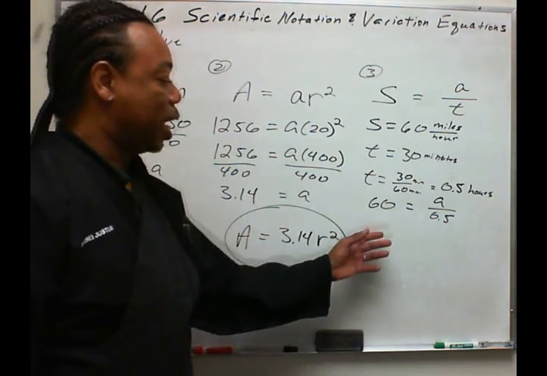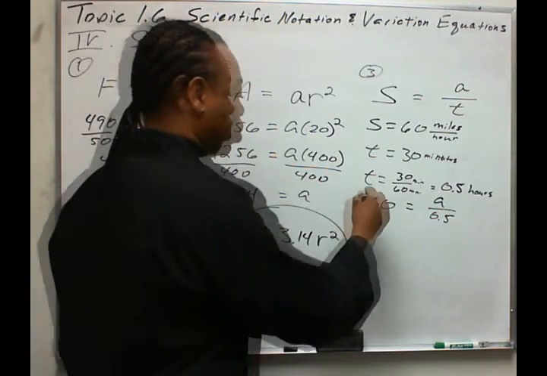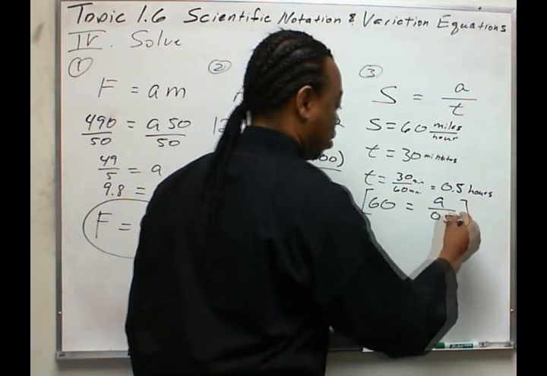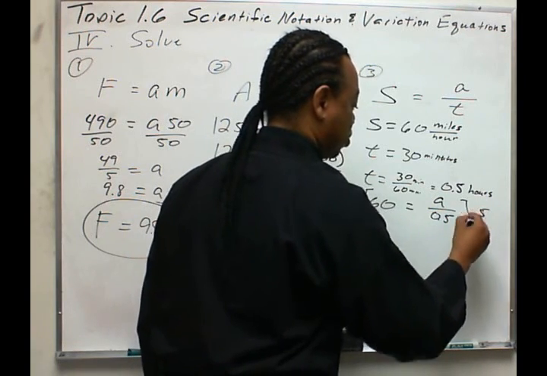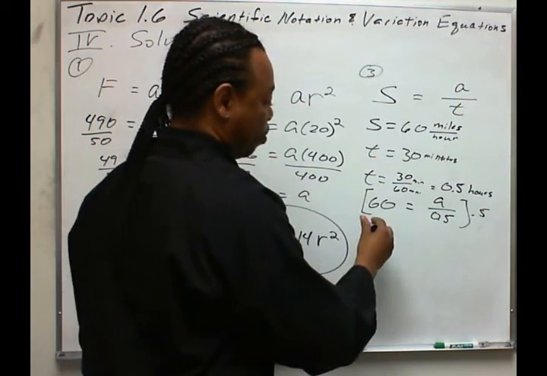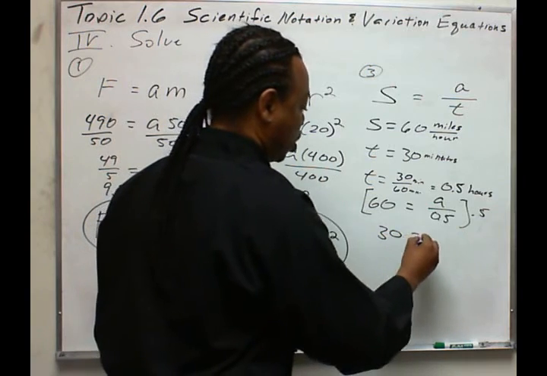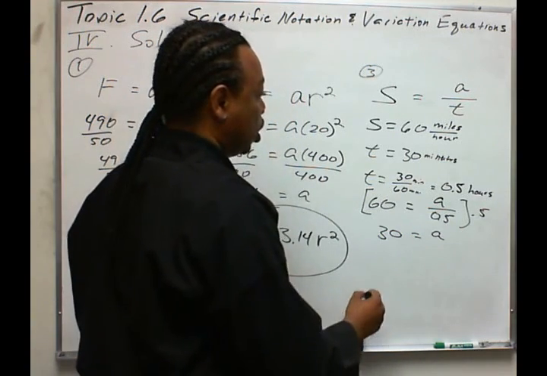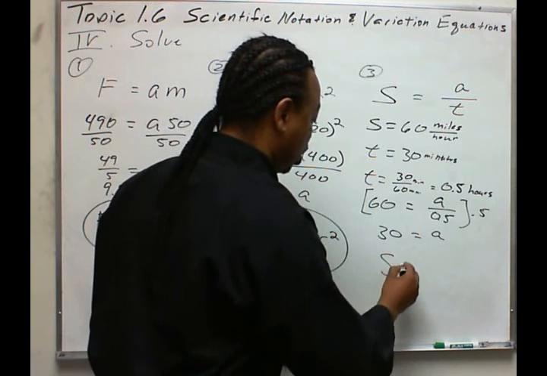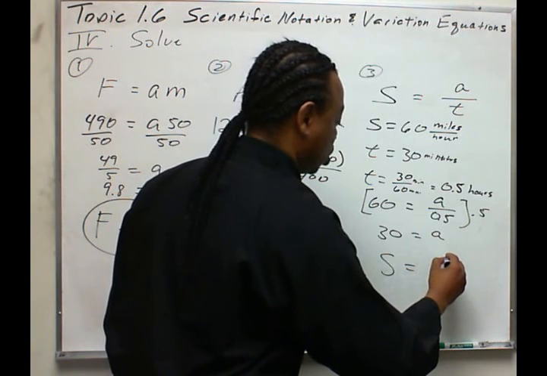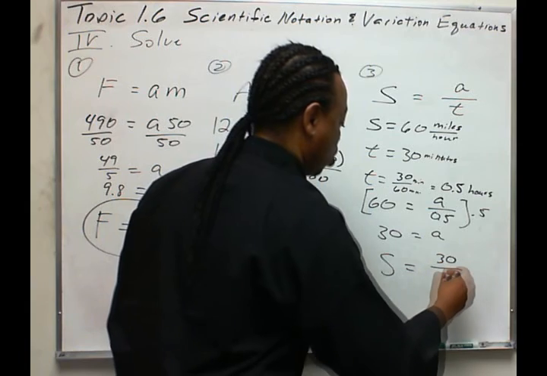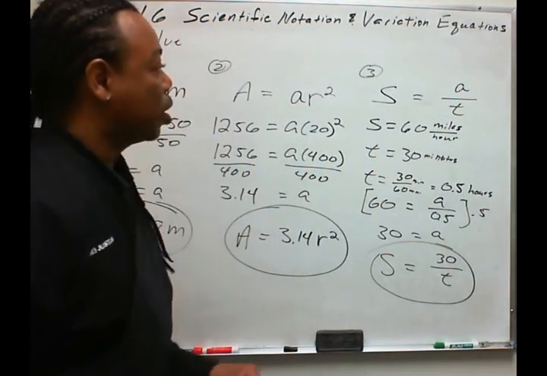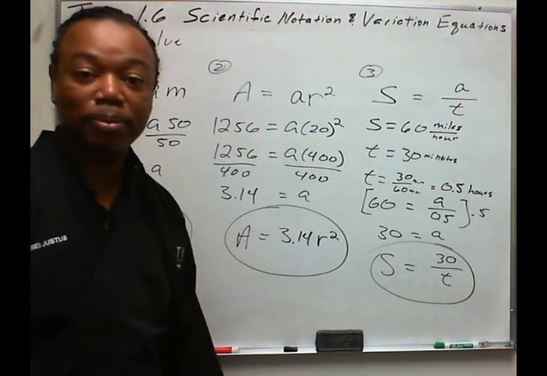Okay. Now I'm going to solve for A by multiplying both sides by the 0.5, and that'll give me 30 here and A there, and this cancels. As a result, giving us S equals 30 all over time. And there's our variation equation.